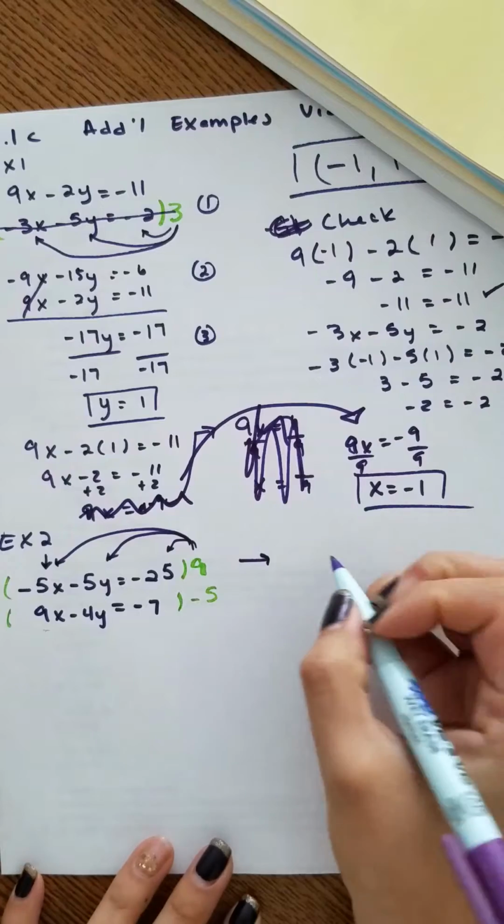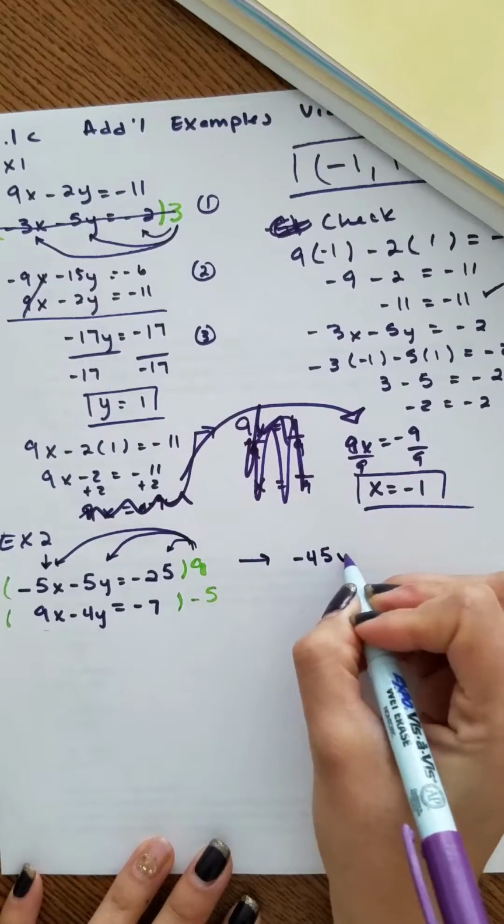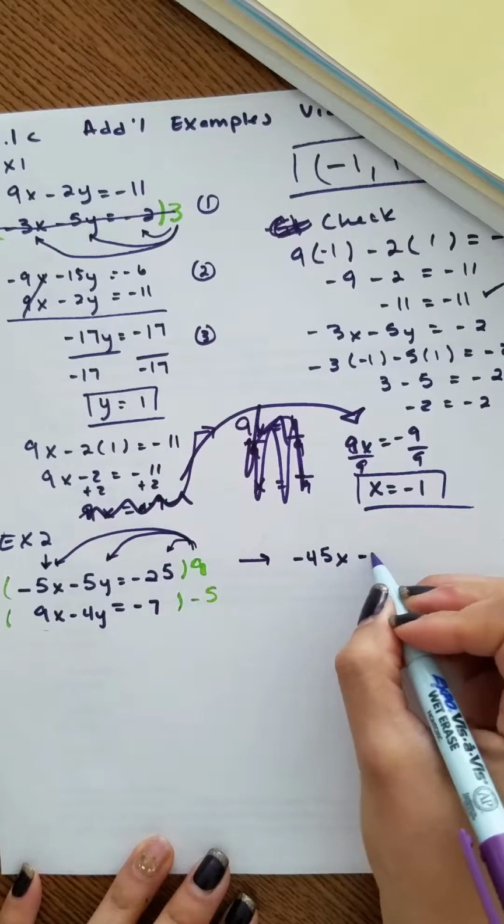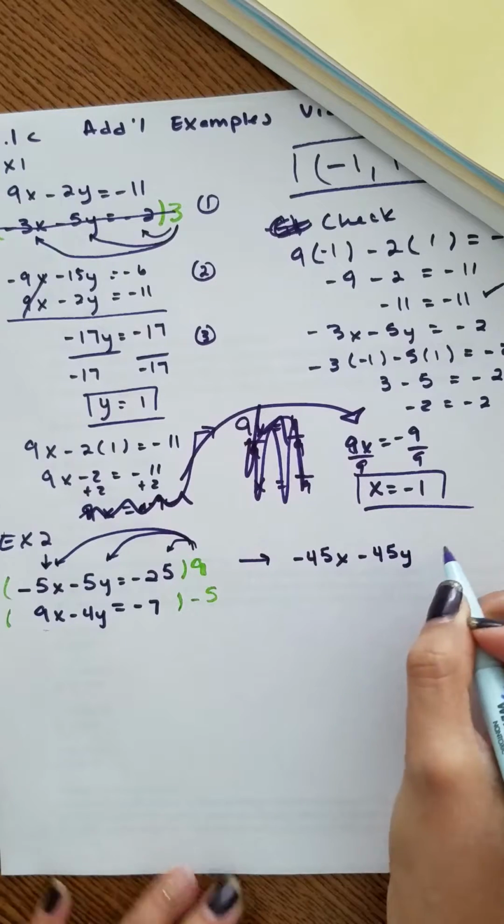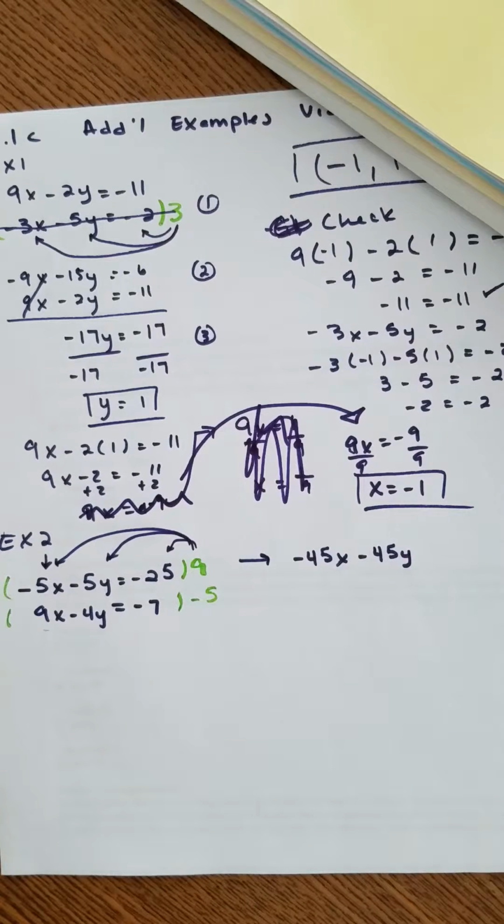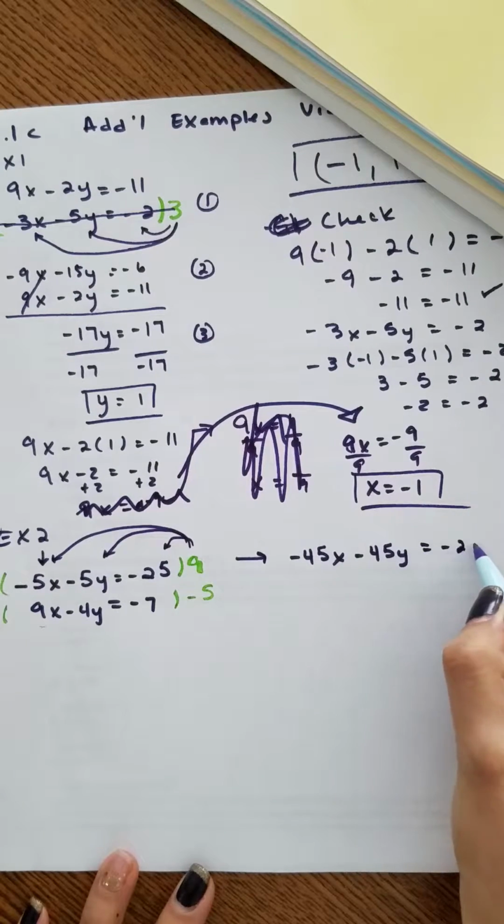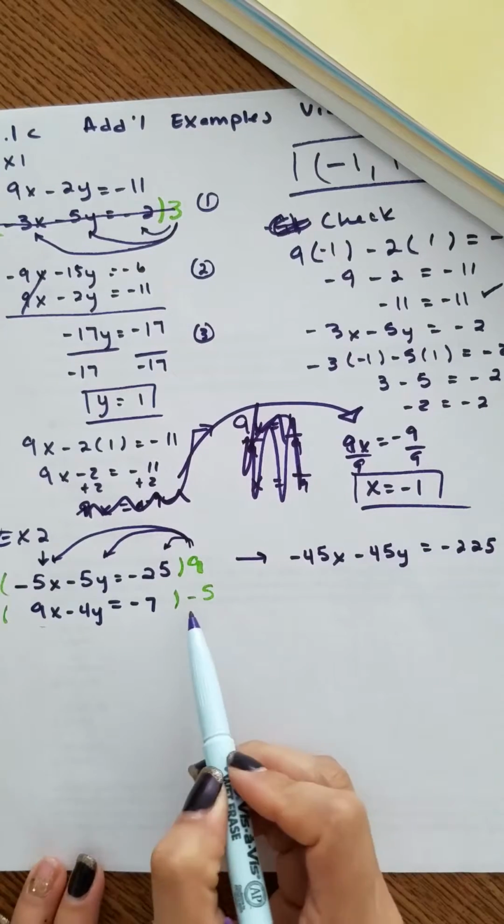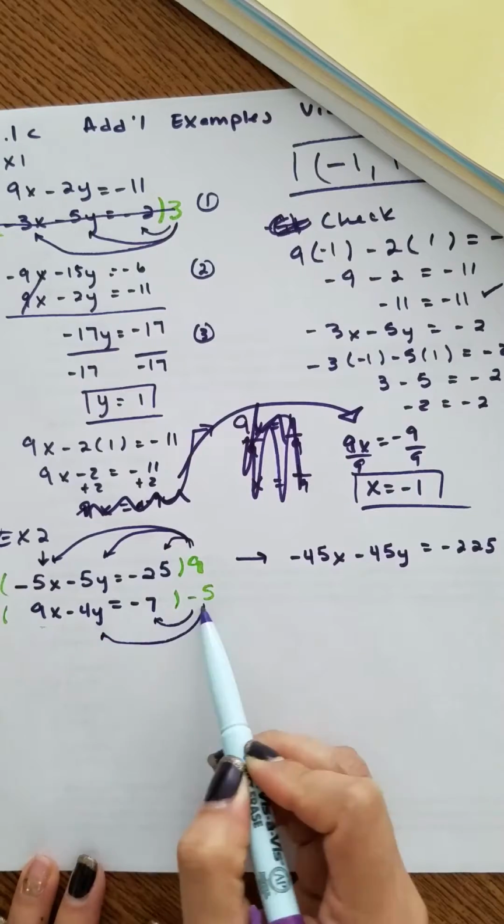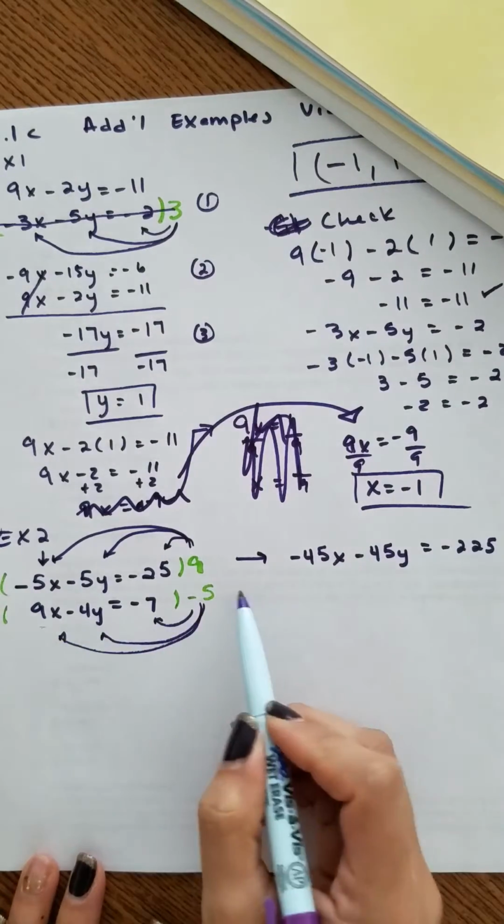Okay, so 9 times negative 5 is negative 45x. 9 times negative 5 is negative 45y. And 9 times negative 25 is negative 225. Okay, same thing for the bottom. You're going to have to distribute that negative 5 to each of those terms.